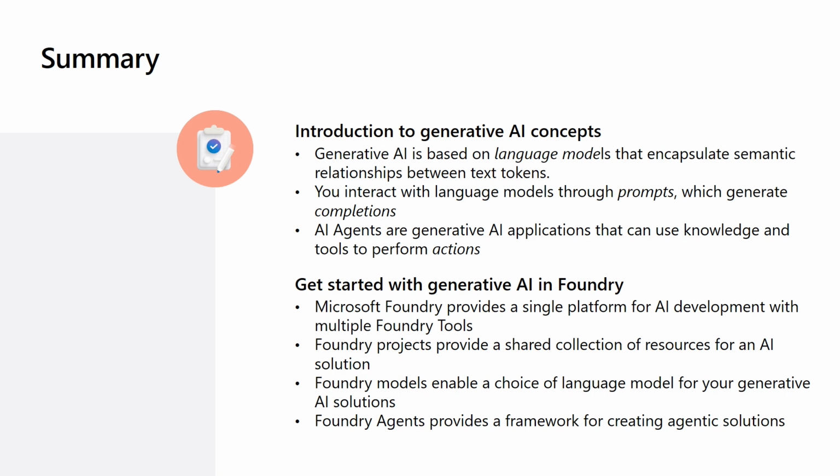To summarize, Microsoft Foundry provides a single platform for AI development with a shared collection of resources. Foundry models allow you to choose language models for generative AI solutions, and Foundry agents offer a framework for agentic solutions. Generative AI relies on language models that represent semantic relationships between text tokens, and agents can use knowledge and tools to perform actions.